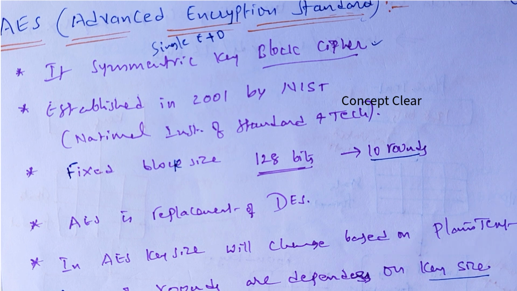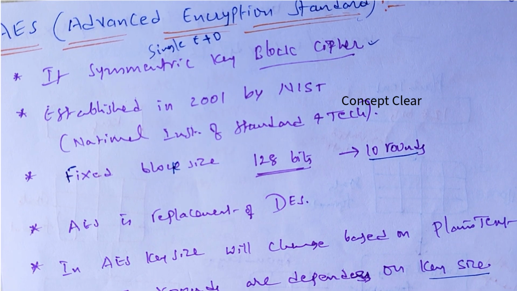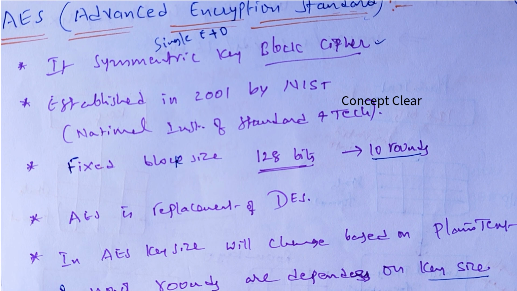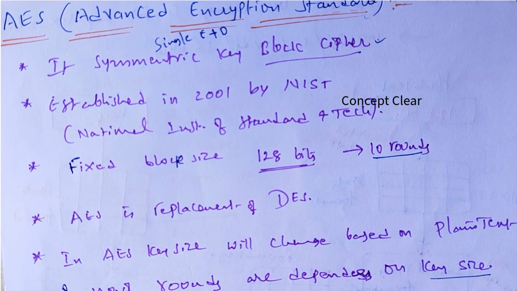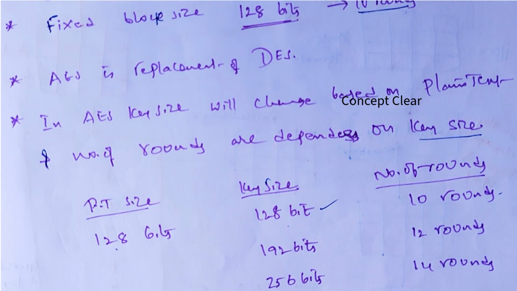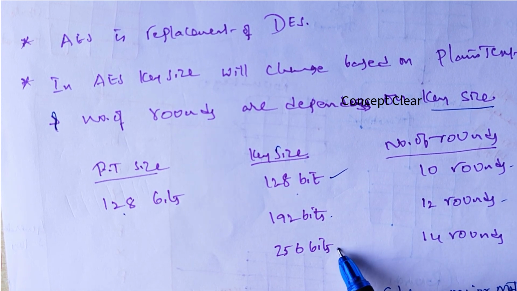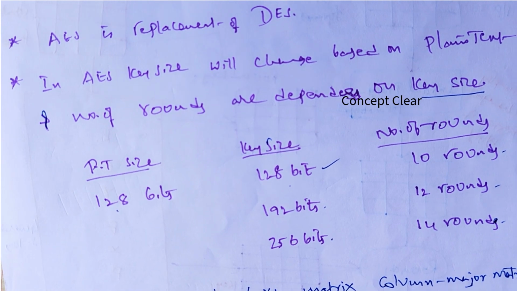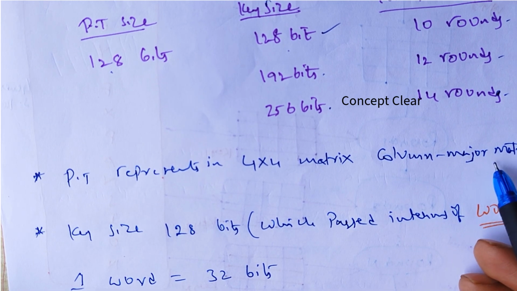But in the AES algorithm, the plain text size is 128 bits, and the key size depends on your requirement, and the number of rounds depends on the key size. Suppose you take a 128 bit key size, then the rounds are 10. If you take 192 bits, the rounds are 12. If you take 256 bits, it will perform a total of 14 rounds. Okay, clear?